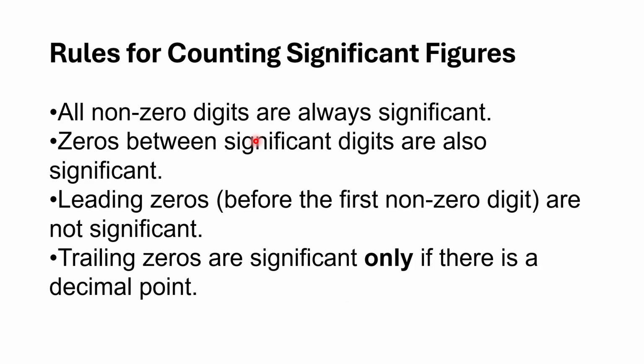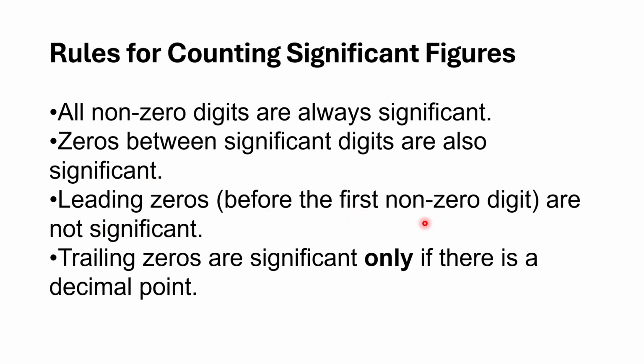There are some rules for counting the significant figures, like how many significant figures we have in a measurement or in the readings. All non-zero digits are always significant. Any non-zero digits we have in the measurement will be significant. Zeros between the significant digits are also significant. Yes, the zero between the significant figures will also be considered a significant figure.